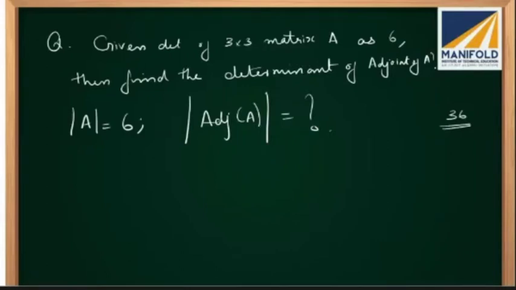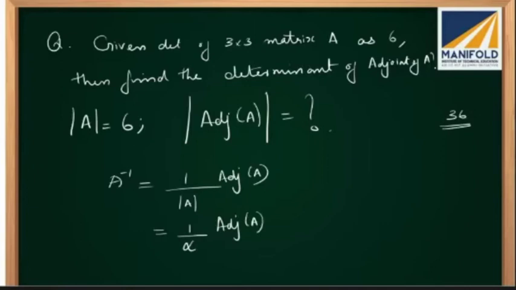I know the inverse of a matrix is given by 1 by determinant of A times adjoint of A, correct? But the determinant of A is a number. Let us consider that number to be alpha. So A inverse is 1 by alpha into adjoint of A. Now if I take alpha to the left side, adjoint of A is equal to alpha times A inverse.